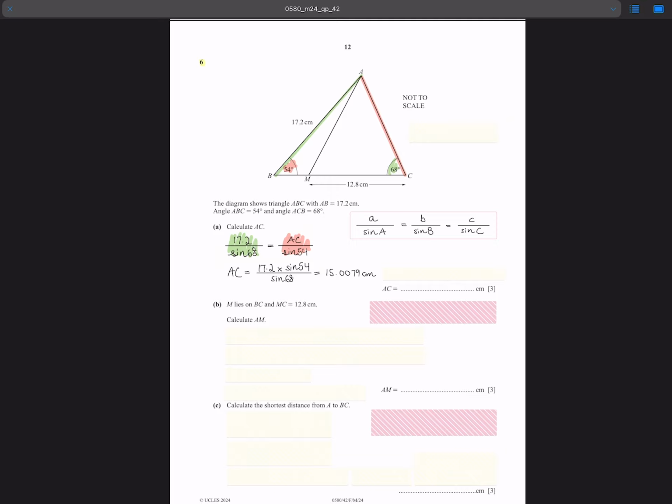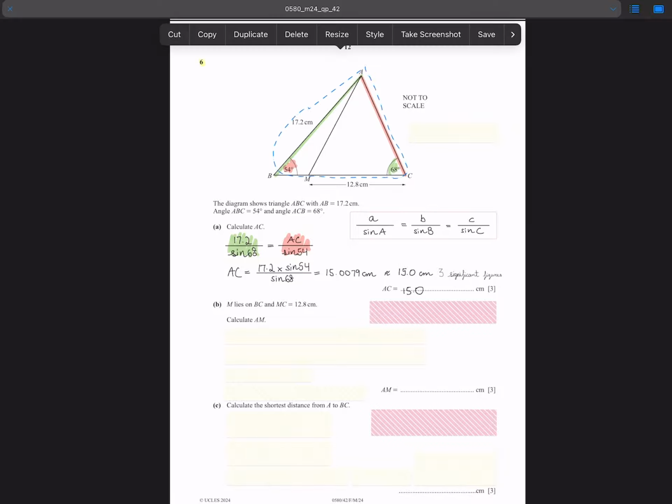And we want to quote the answer, obviously, so we will round this to 3 significant figures, and the answer is 15.0 centimeters. Very simple. Let's go to part B. Part B is asking us to calculate side AM. We want to calculate the length of side AM.